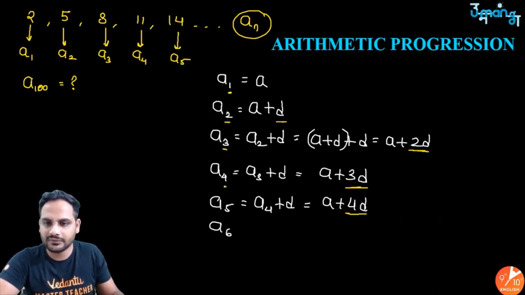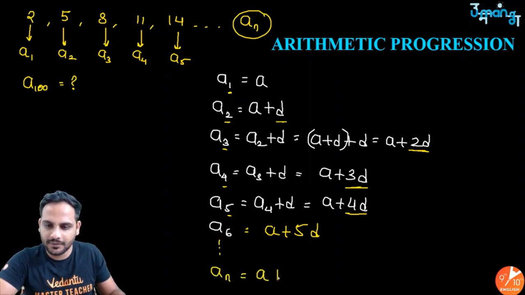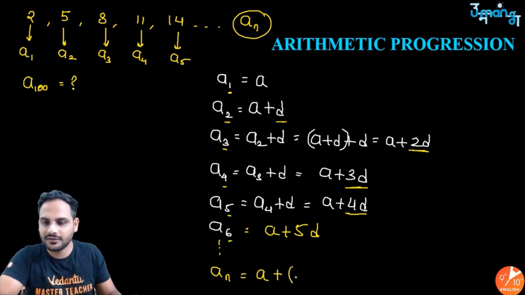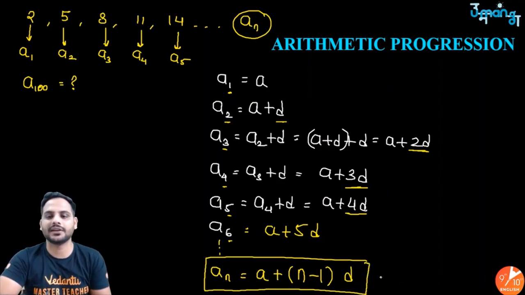When D is 3 times, N is 4. When D is 4 times, N is 5. So for A6, I can easily write the term as A plus, if N is 6, 1 less D, so 5D. On this pattern, the nth term can be written as A plus D times 1 less than whatever value is here. So if the value here is N, it is N minus 1 into D. AN will be equal to A plus N minus 1 into D.